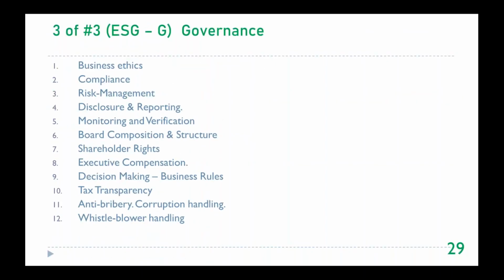Governance: business ethics, compliance, risk management, disclosure and reporting, monitoring and verification, board composition and structure, shareholding rights, executive compensation, decision-making, business rules, tax transparency, anti-bribery, whistleblower handling. So all these are governance issues which have been grouped together under the G category. While for E, S and G there may be some overlap in terms of people and handling, there is a distinct difference between the three pillars.